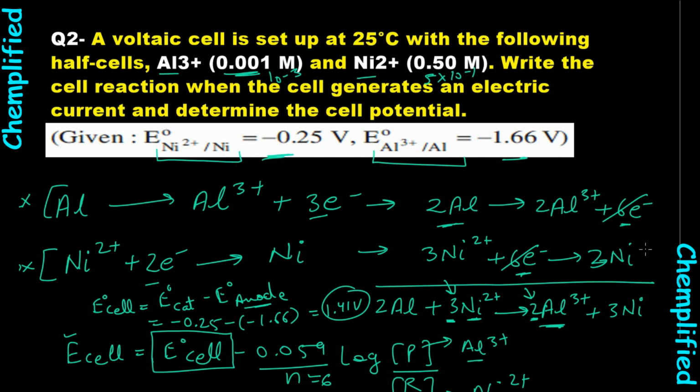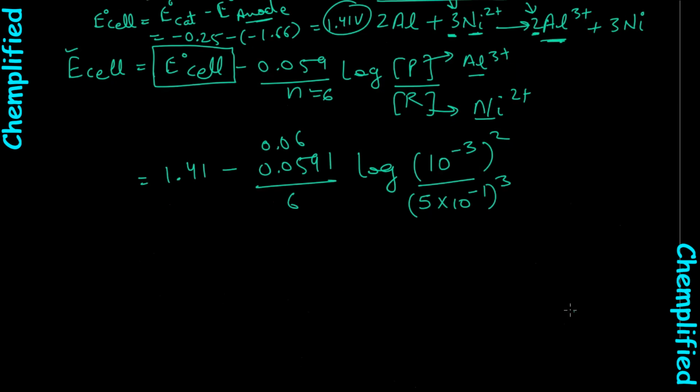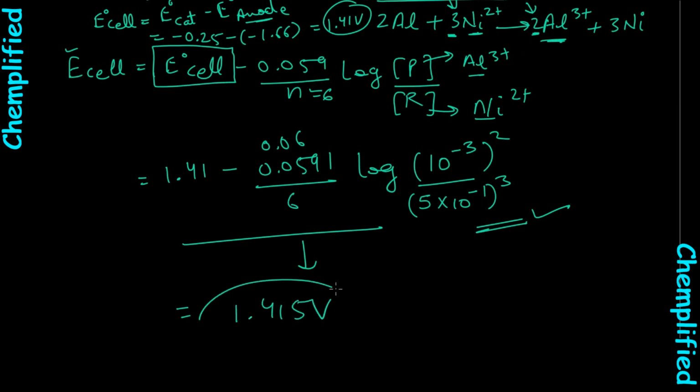Now, in a similar way as the previous question, after this point what remains is mathematics. Just solve the equation and reach the final answer. The final answer is approximately equal to 1.415 volt. So this will be your final answer. I hope you understood how to solve it.